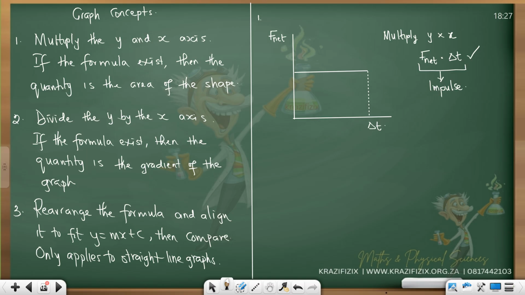Now, my next statement says, if the formula exists, then the quantity is the area of the shape. What shape is this? It's a rectangle. It simply means that the impulse here is simply the area of the rectangle, which is length times breadth. Does that make sense to you? We did this in grade 10 when we were looking at gradient, velocity, distance covered. What if I divide?